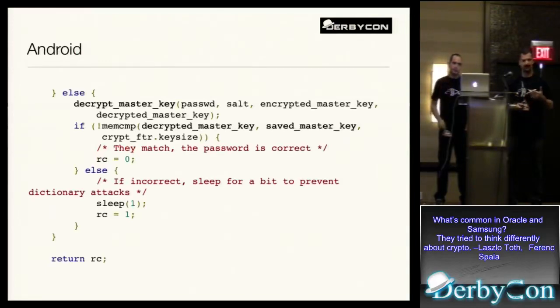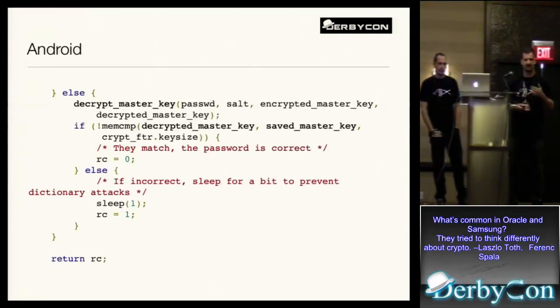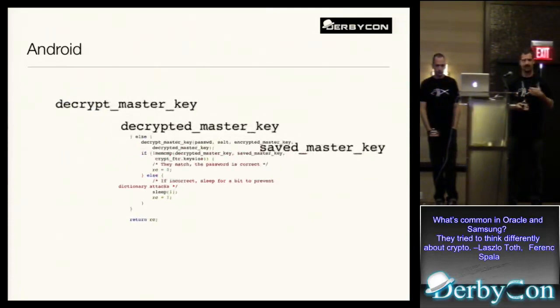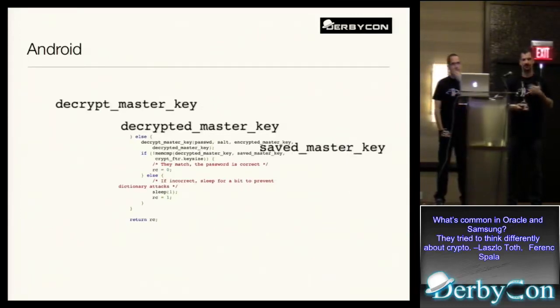Let's see how things work together on stock Android. This is an excerpt from cryptfs.c. The decrypt_master_key function is called to decrypt the encrypted key, called master key here, with the supplied password. The result is stored in the decrypted_master_key array. Then, the decrypted_master_key array is compared to the saved master key. And there is a sleep call against brute force attacks. Nice try, isn't it? But wait, we have a saved master key here.